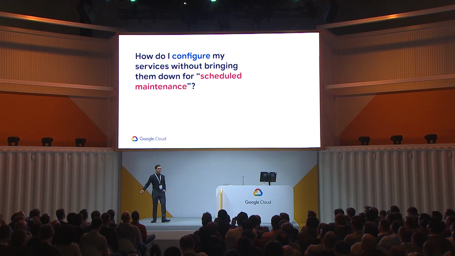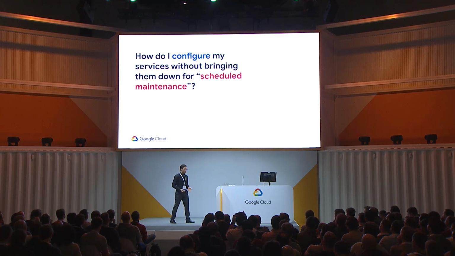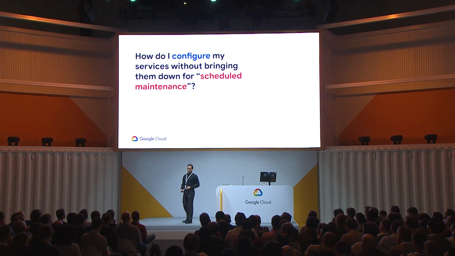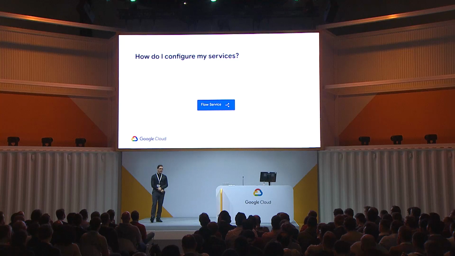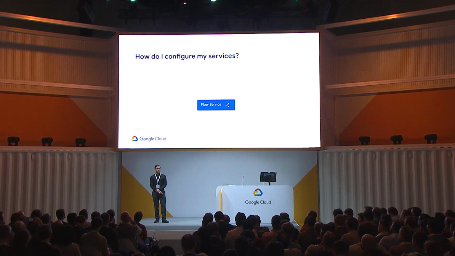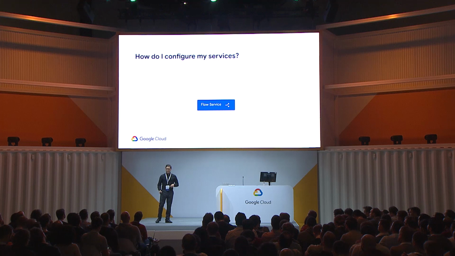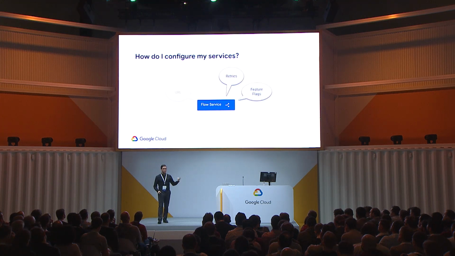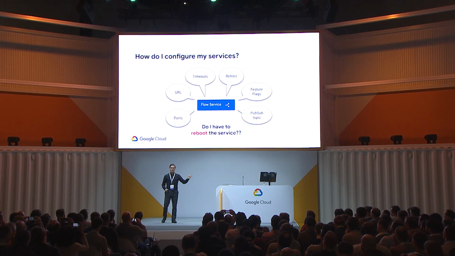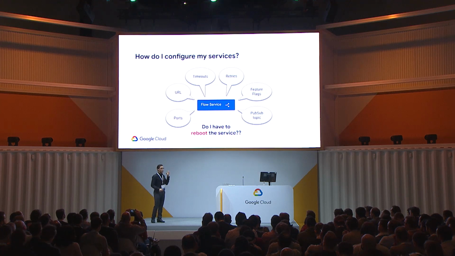But speaking of retrying things when they fail, is it possible to perhaps configure the number of retries that I attempt without redeploying my service? You might be asking, what's a good way to configure my services? After all, the services might have a bunch of configuration applied to them depending on the environment that they live in, right? Things like retries, feature flags, URLs and ports. You might have pub/sub topics and timeouts that you want to configure. Do I have to reboot the service every time I want to change something?